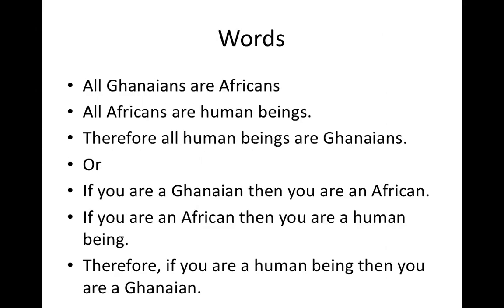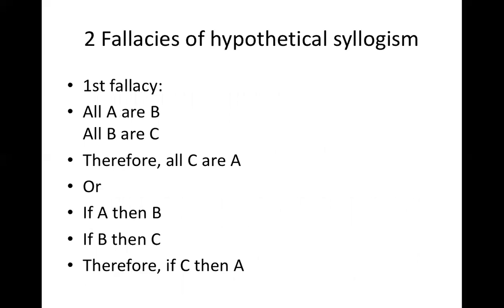All Ghanaians are Africans. All Africans are human beings. Therefore, all human beings are Ghanaians. So this is a fallacy of hypothetical syllogism. The conclusion is reversing what should be the antecedent and what should be the consequent. Instead of saying, therefore, all Ghanaians are human beings, it is saying all human beings are Ghanaians. Okay, so that's the first fallacy of hypothetical syllogism: all A are B, all B are C, therefore all C are A. That's a fallacy.